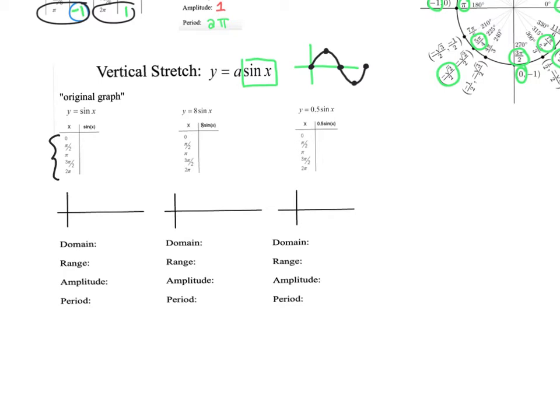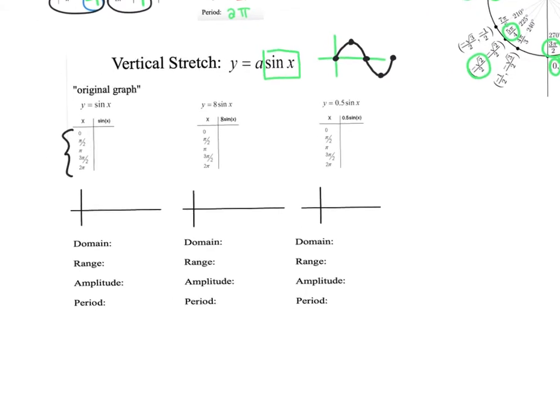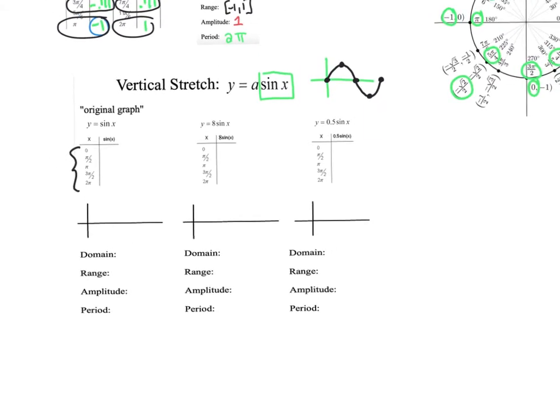So thinking back to the original sine function, at 0 we were at 0, at pi over 2 we were at 1, at pi we were back at 0, at 3 pi over 2 we were at -1, and at 2 pi we were at 0. So there's my basic general sine graph.